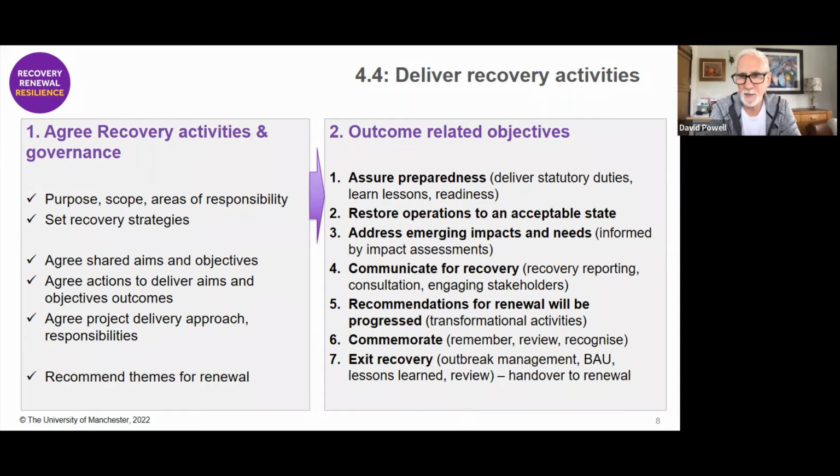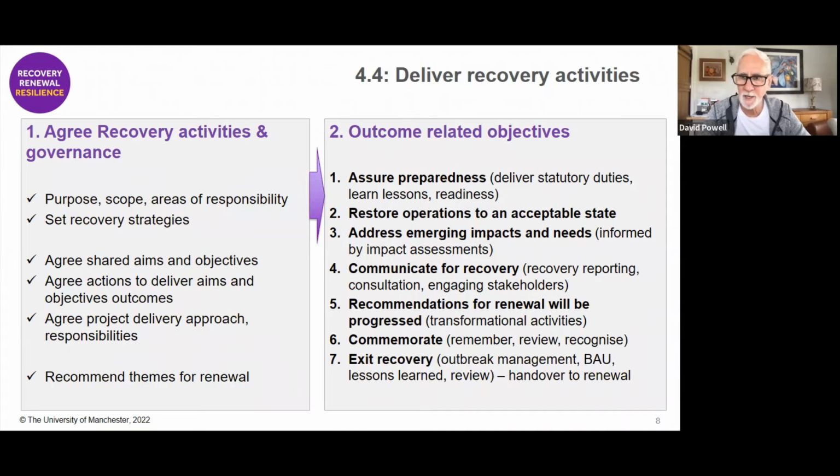Restore operations to an acceptable state. It doesn't have to be the state they were in before. It has to be a state able to cope with people's immediate needs in the aftermath. Address those impacts, the emerging impacts and needs that we've discussed in previous modules, all the way through to thinking about how you communicate about recovery, engage and communicate with some key stakeholders and the community itself, of course. And also, we think really importantly, take a little bit of time to think about how you're going to remember this event, how you're going to celebrate the effort of people, but indeed recognise that many people have lost through the impacts of the emergency.